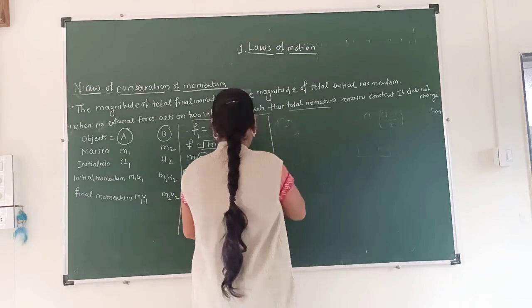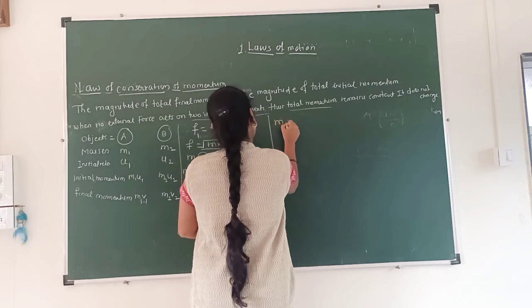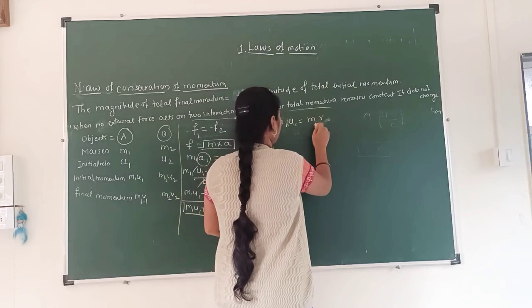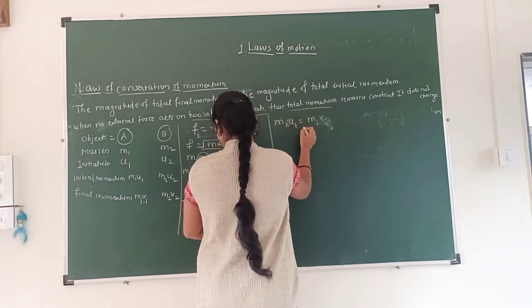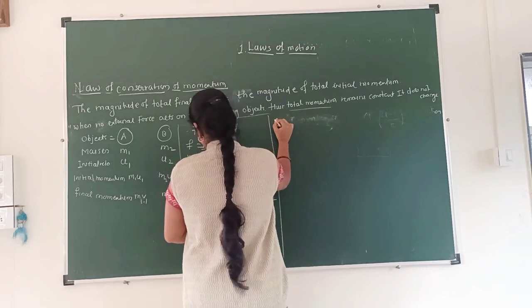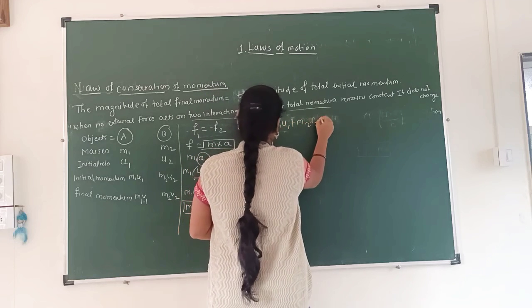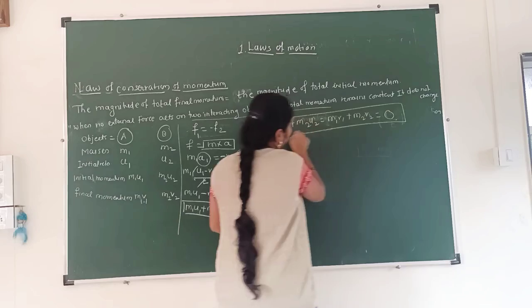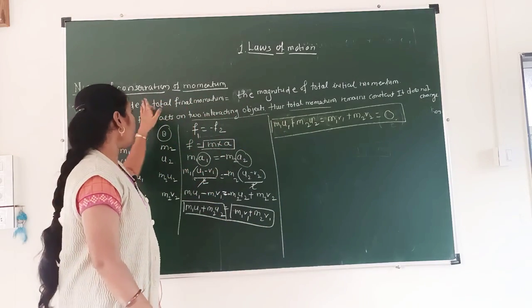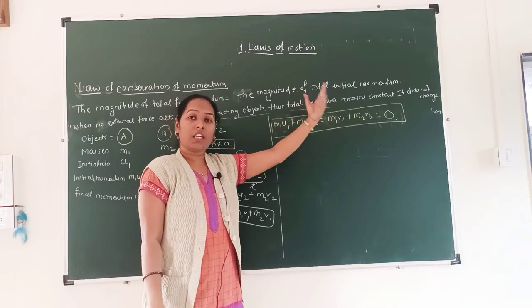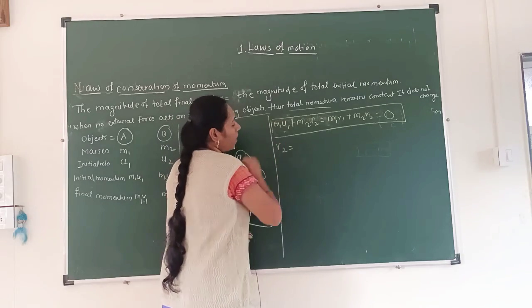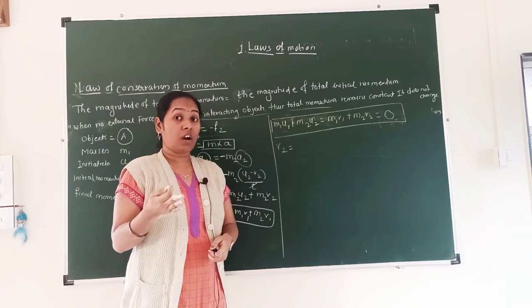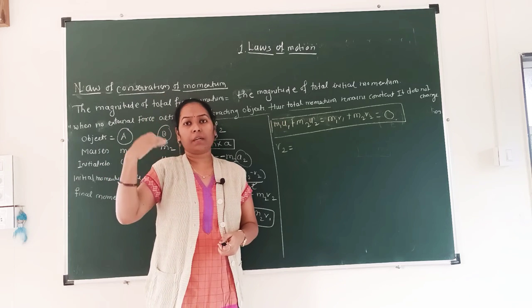Therefore, from this equation we can write, if total final momentum is equal to total initial momentum, this is our equation: m1 u1 plus m2 u2 is equal to m1 v1 plus m2 v2, which is equal to 0. Why do I write 0? Because it is always a constant. Which constant? Total final momentum is always equal to total initial momentum. Now what will be the recoil velocity? Recoil velocity is nothing but the v2 final velocity. This is known as the recoil velocity of a gun, and the muzzle velocity is nothing but the velocity of the bullet.